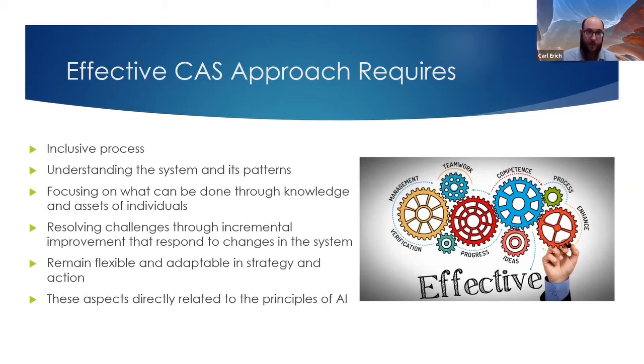Next is to remain flexible and adaptable. Again, that's looking at how the system is transforming and what you're doing, and figuring out to make sure that those continue to align throughout the process. And finally, again, speaking to those principles of AI, or appreciative inquiry, we believe all these aspects directly relate to those principles, and they tie in really well with the complex adaptive systems approach.